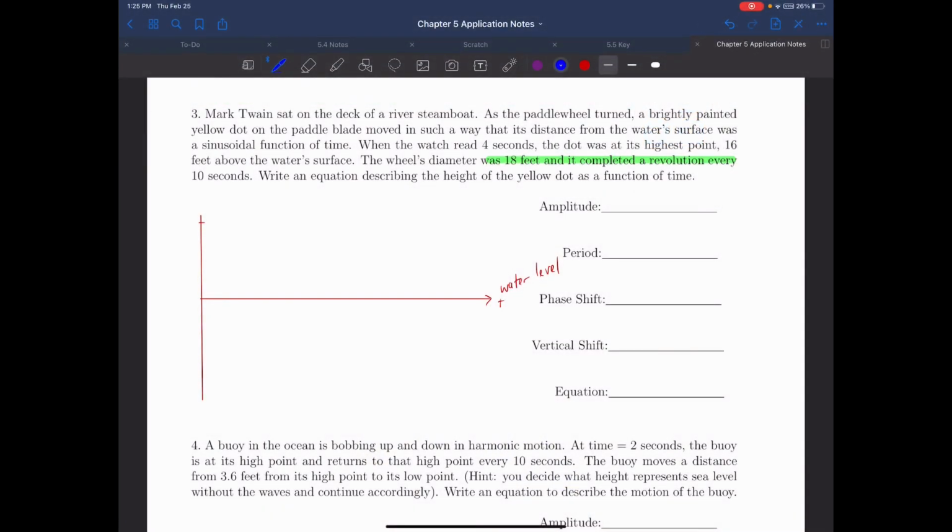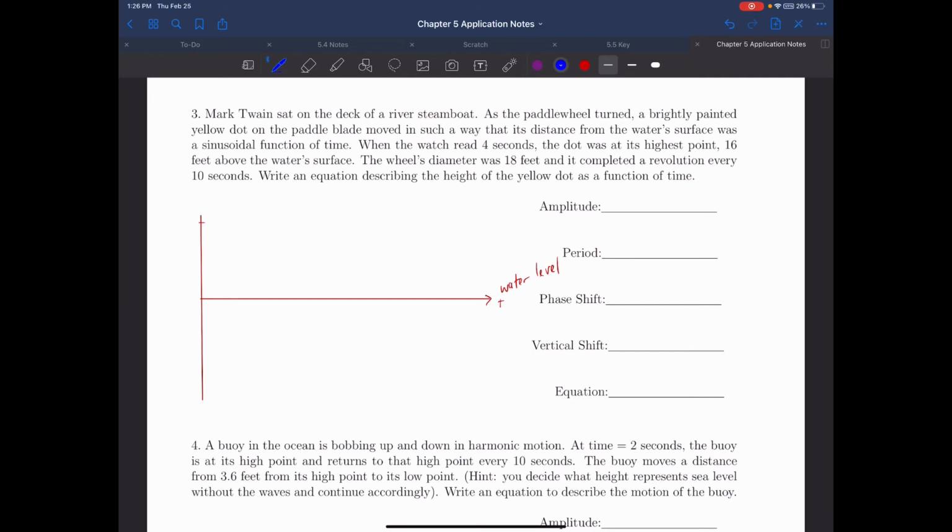Okay, so this example is kind of like the last one. It's a little difficult if you try to force it. So Mark Twain sat on the deck of a river steamboat. As the paddle wheel turned, a brightly painted yellow dot on the paddle blade moved in such a way that its distance from the water's surface was a sinusoidal function of time. When the watch read 4 seconds, the dot was at its highest point, 16 feet above the water's surface. The wheel's diameter was 18 feet and it completed a revolution every 10 seconds. Write an equation describing the height of the yellow dot as a function of time.